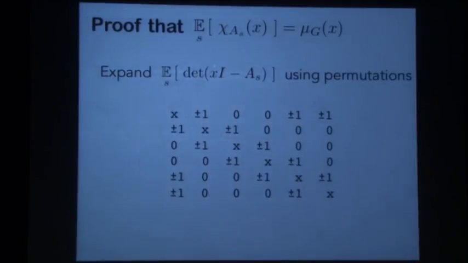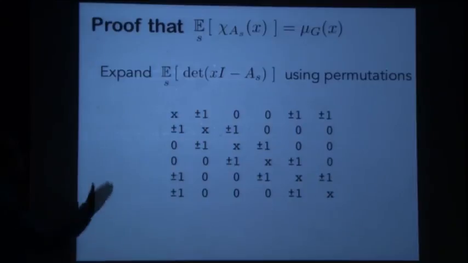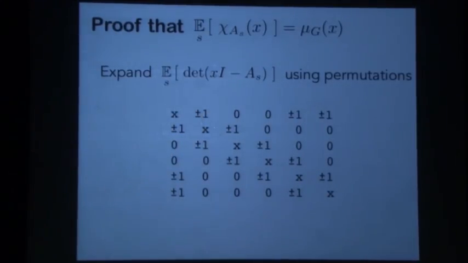Okay, so one thing to remember when I'm computing this expectation is each edge appears twice in this matrix. And I have to give them the same sign. So to do this, you've got to make sure that these two you give the same sign, because they correspond to the same edge. And say these two give the same sign.